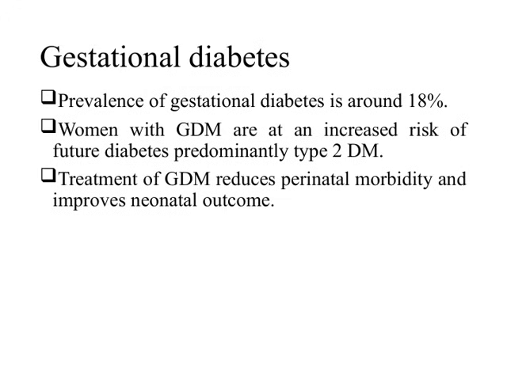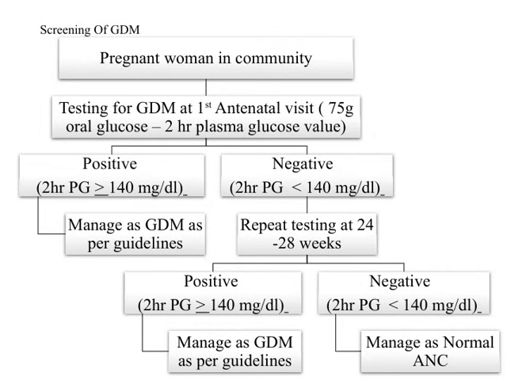Proper management can reduce perinatal complications, meaning fewer issues for both the mother and the baby during and right after birth. Improving neonatal outcomes is a key goal here, ensuring healthier babies and safer deliveries. Overall, recognizing and addressing GDM is crucial not only for the health of the mother and baby during pregnancy, but also for their health in the future. It ties into the bigger picture of preventive care and improving maternal and child health outcomes. Let's talk about the screening of GDM, or gestational diabetes mellitus.